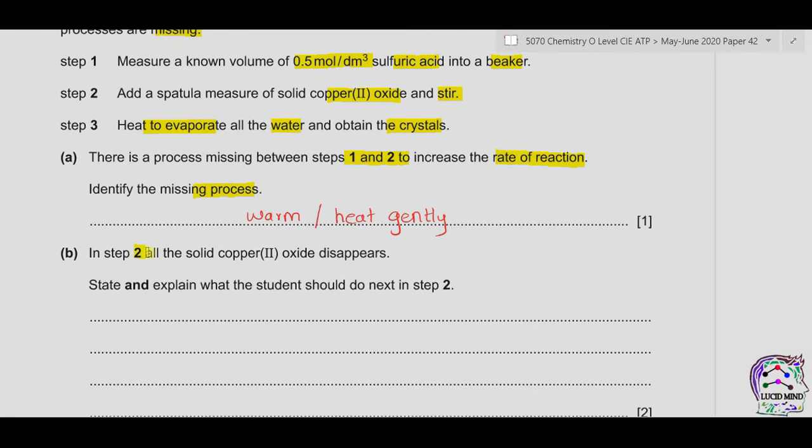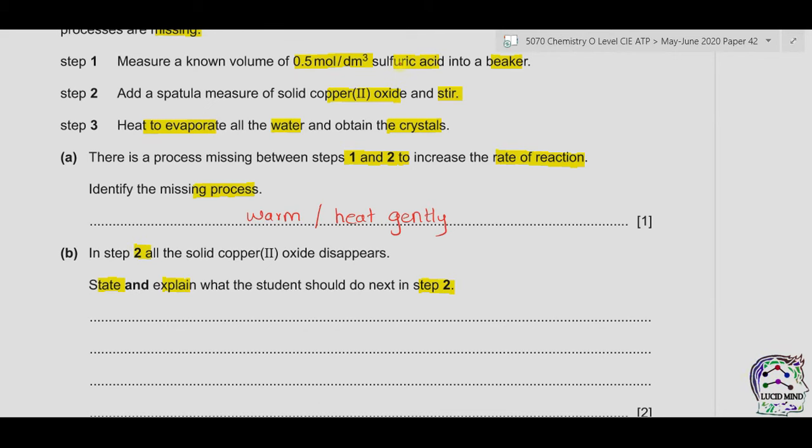Part B. In step 2, all the solid copper oxide disappears. State and explain what the student should do in step 2. Now in this reaction, copper 2 oxide is insoluble and sulfuric acid is a soluble substance. Copper 2 oxide will react with sulfuric acid. Now we must see that the sulfuric acid should not be in excess.